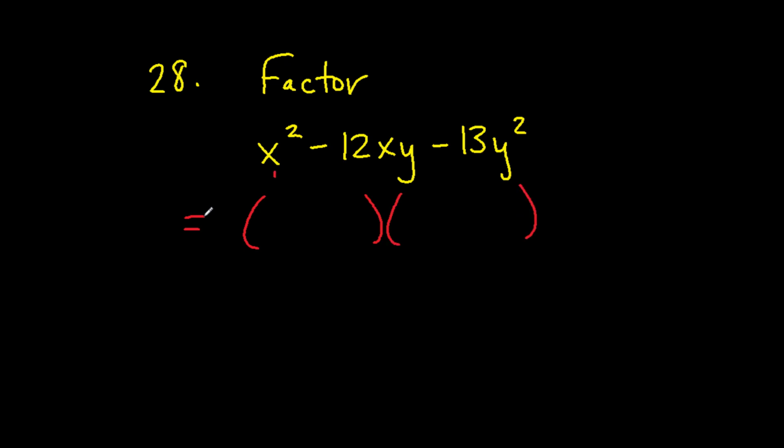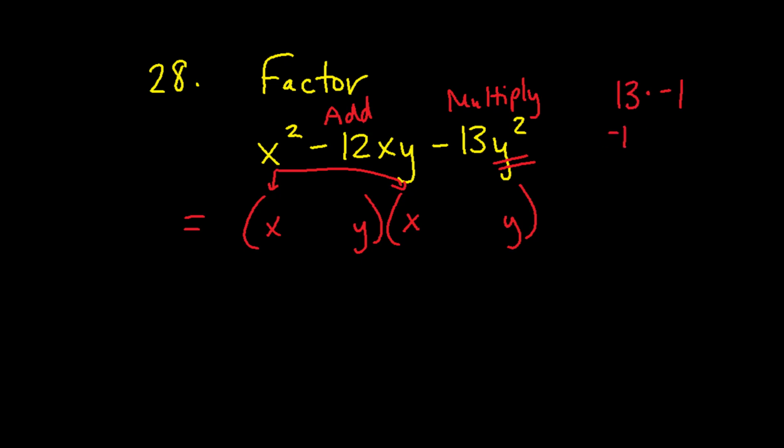Again, this is x squared, so it'll be x times x. This last term has a y squared on it, so we know these two have to have y's. So now we just need the numbers in front of the y's. So we're looking for two numbers that multiply to be negative 13 that will add up to negative 12. Since 13 is prime, the only way to get negative 13 is either 13 times negative 1 or negative 13 times 1. The pair that adds up to negative 12 is negative 13 and 1. So one of these is minus 13 and the other one is plus 1, but we don't need the 1 in front of the y.